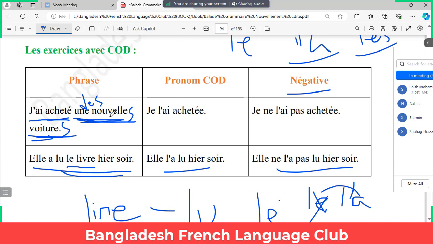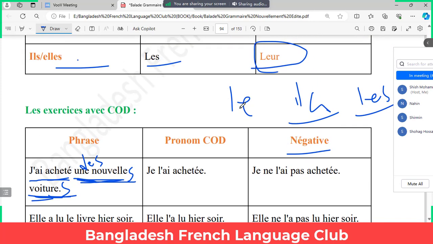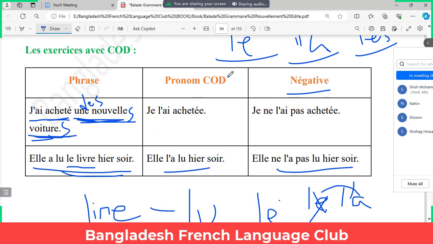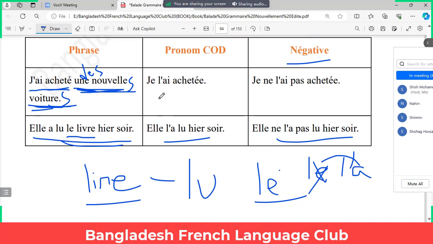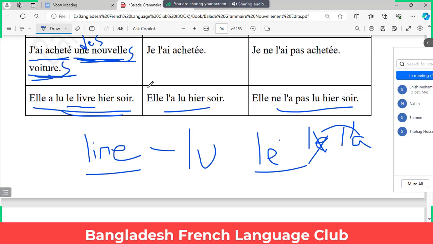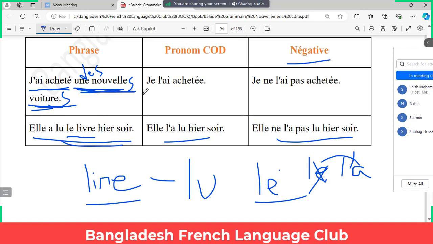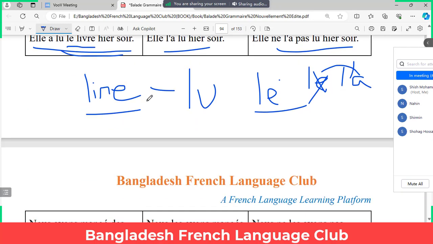If we use the masculine, then it will be replaced by lo. And always this lo, la, le will be placed before the verb. This way you understand that this is not an article, this is an object complement, because articles are used before the noun, not a verb. Okay, so till this we have just discussed it.